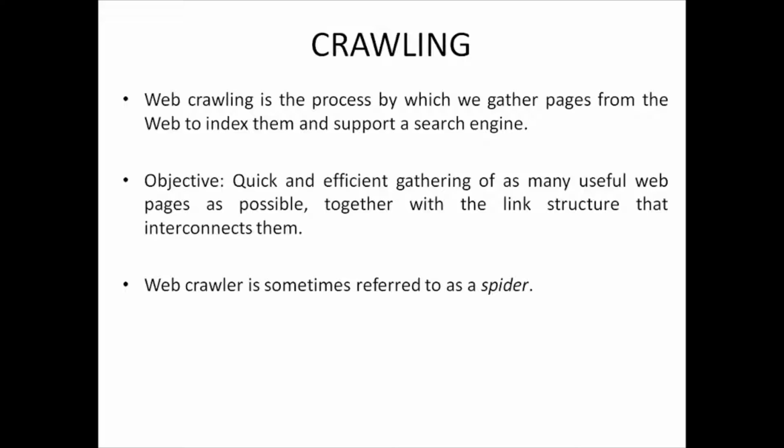Web crawling is the process by which we gather pages from the web to index them and support a search engine. So the main objective of having a web crawler is the quick and efficient gathering of as many useful web pages as possible, together with the link structure that interconnects them. So you can see that when we are considering a web page, there will be hyperlinks to other web pages as well. So we have to gather the web pages as well as their links to other web pages. So the main aim of a web crawler is to collect the web pages. And this web crawler is sometimes referred to as a spider, and sometimes it is also called a robot.